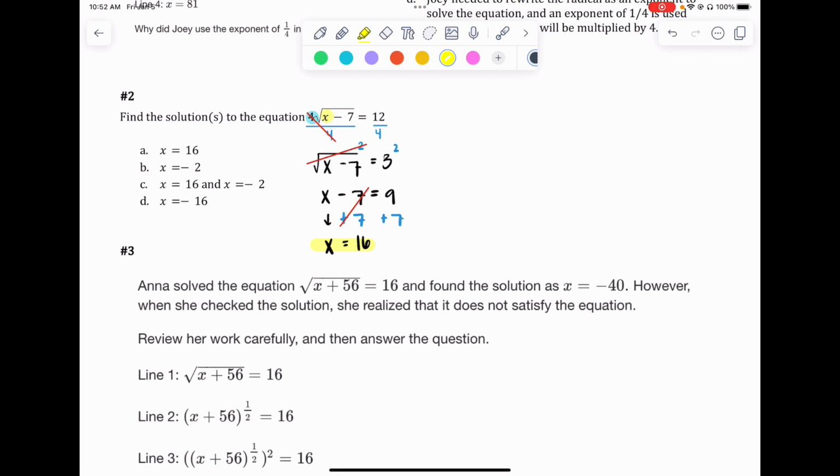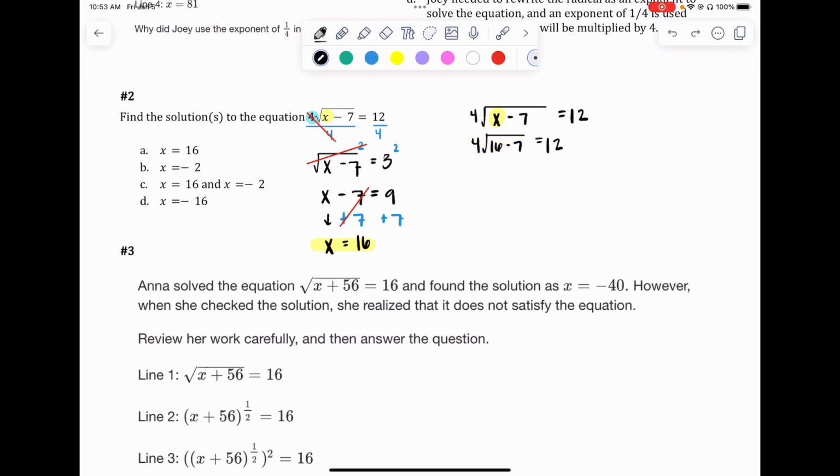With radical equations, you do want to check your final answer because you can end up with extraneous or invalid solutions. So you check it by putting it back into the original equation. The original equation was 4 times the square root of x minus 7 equals 12, and we ended up with x equals 16. So we'll put the 16 there. So it'd be 4 times the square root of 16 minus 7 equals 12. And what I'm going to do is simplify this left side and see if it ends up equaling 12.